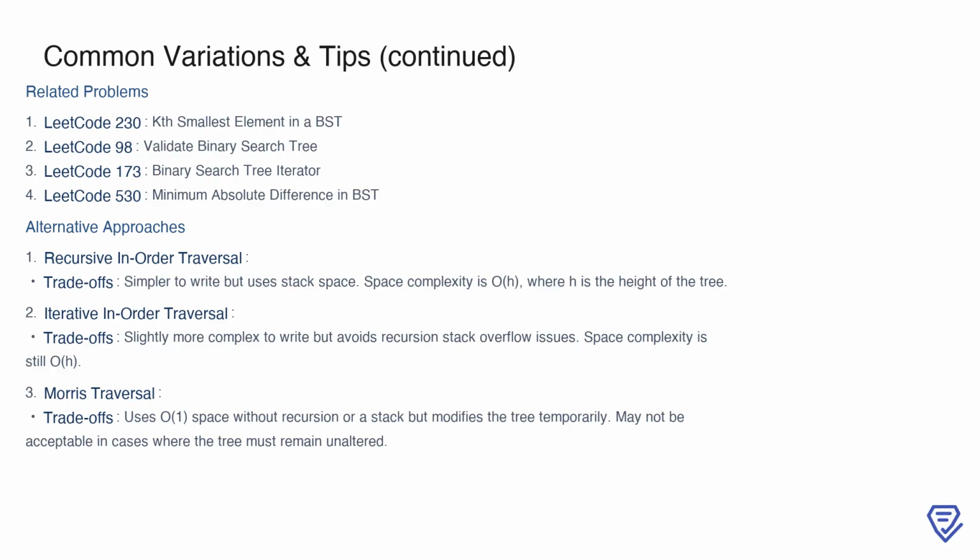A more advanced technique is Morris traversal, which achieves O(1) space complexity. However, it temporarily modifies the tree structure, which may not be acceptable if the tree must remain unaltered. Understanding these trade-offs is key to selecting the best approach for a given problem.